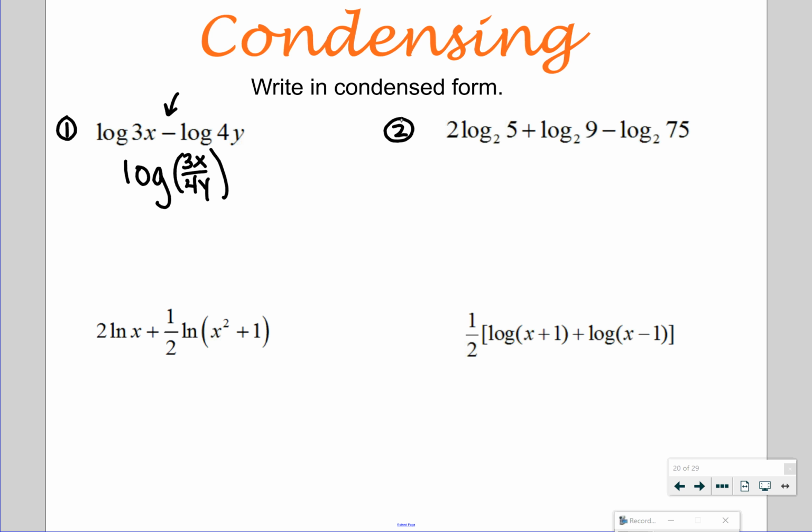Number 2, I have 2 log base 2 of 5 plus log base 2 of 9 minus log base 2 of 75. The first thing we want to do is, if we have a number in front of our log that's multiplied, we want to move it up into the exponent. So I have that 2 there. I'm going to move it up into the power.